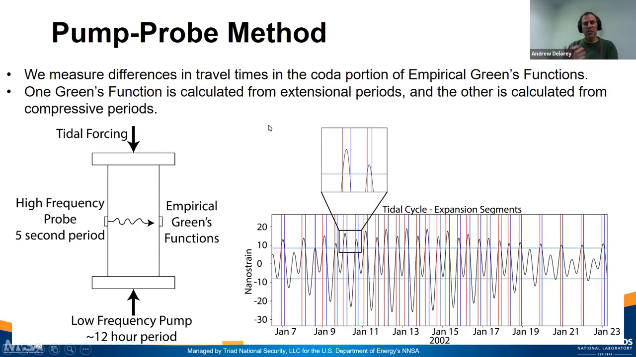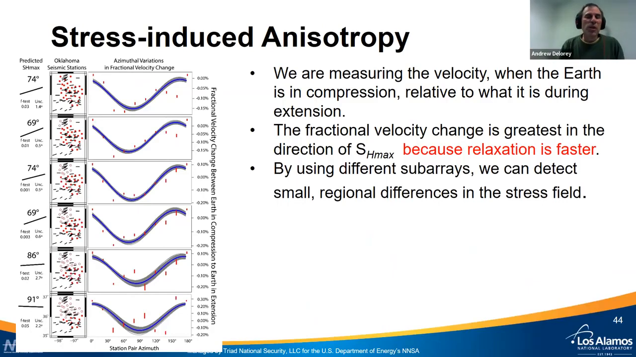And we can also do this with the strain rate. So instead of looking at the tidal strain, we can use the tidal strain rate and get different parts of the strain cycle that way. So we can observe the stress-induced anisotropy. If we measure the velocity when the Earth is in compression relative to when it is in extension, the fractional velocity change is greatest in the direction of SH max because relaxation is faster. And by using different subarrays, we can detect small regional differences in the stress field.